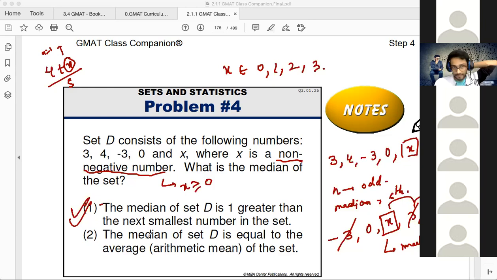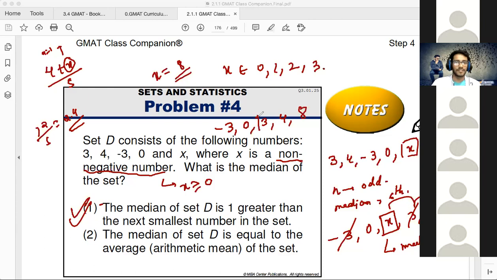What about the other case? Say if I take x as 8. So 8 plus 4 is 12. 12 by 5 is how much? 2.4. But if we take x as 8, then it's not satisfying the first statement as well, right? The median of set D is 1 greater than the next smallest number in the set. If we take x as 8 and consider the median to be 3, the next smallest number to 3 is 0, right?